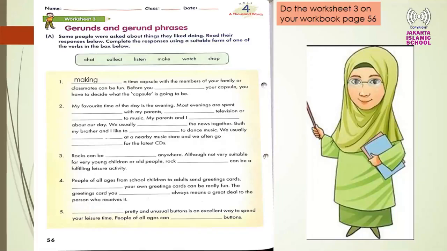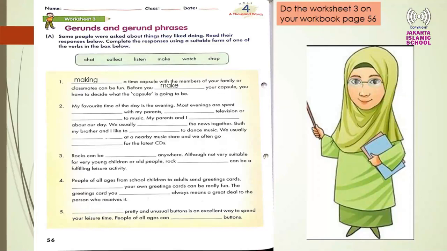And next: before you blank your capsule, you have to decide what the capsule is going to be. Do you know the answer? Before you blank your capsule. So it means that we do the activity, so the answer is make. Before you make your capsule, you have to decide what the capsule is going to be. Very good.